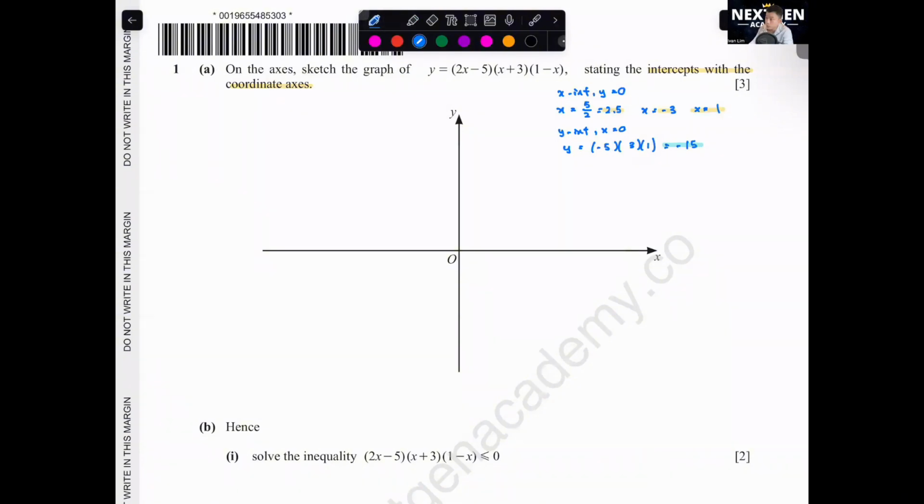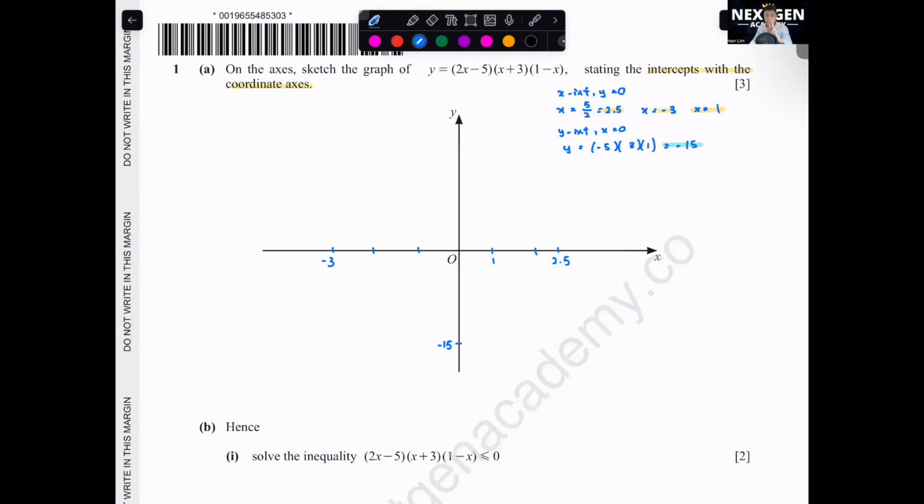So I want you all to label out. You have negative 3. We roughly estimate, so you can use your ruler, measure the same distance. So here, let's say 1, here 2, so around here is 2.5. Then here 1, 2, negative 3. What else? Oh yeah, forgot one thing. We need to determine the shape of the graph also. Let me label down the y-intercept first, which is negative 15.